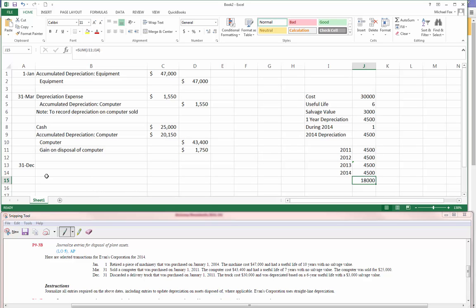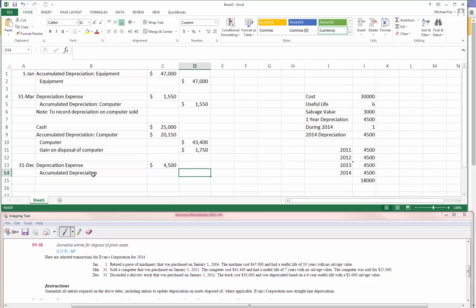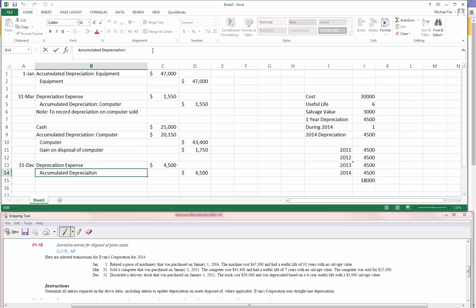Okay. So the first entry we have to do is the depreciation for 2014. So it'll be depreciation expense, $4,500, and accumulated depreciation, and that should say accumulated depreciation of the truck. Oops, spelled it wrong there.